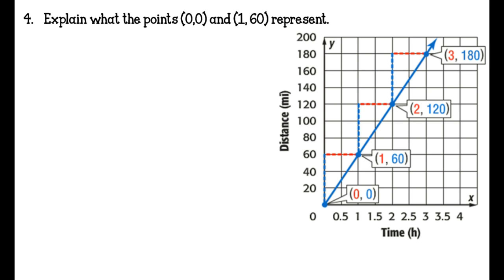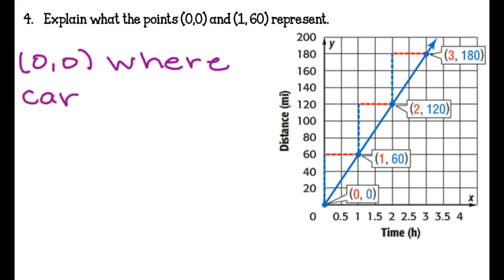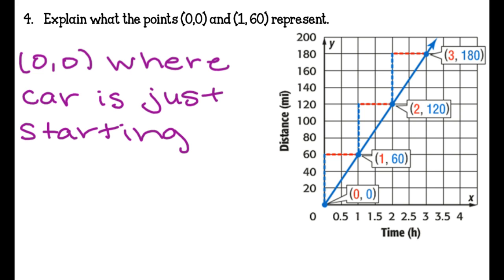Number 4, explain what the 0,0 and 1,60 represent. So this is the same graph as our graph in the last problem. Our 0,0 is where the car starts driving. They haven't even started driving yet. So 0,0 is where the car is just starting to drive. And then 1,60, you're going to use your label. So you're going to say the car's been driving for 1 hour, and you know that based on the label. And in that time frame, they've gone 60 miles.